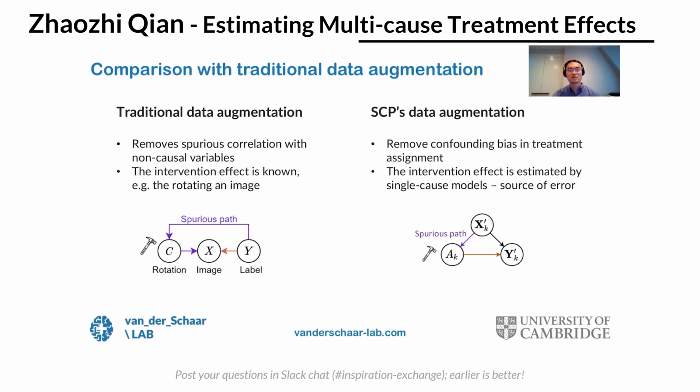In this respect, SCP's data augmentation serves the same purpose. It attempts to remove the confounding bias in the treatment assignment. However, in traditional data augmentation, the intervention effect is known. For instance, one can use image processing software to rotate the images. But for SCP, the causal effect of a single-cause intervention is unknown a priori and needs to be estimated by the single-cause CATE estimators. This introduces an extra source of error compared with the conventional setting.